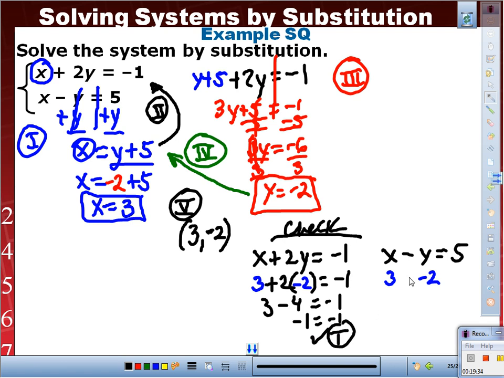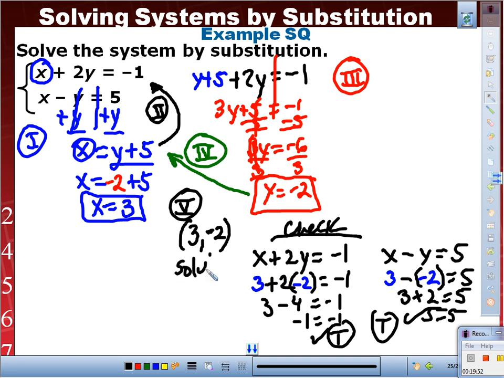Yes. This one, bring down the minus. That means this is in the parentheses. What is negative times the negative? +2. What is 3 plus 2? Is 5 equal to 5? Yes, that's true. So therefore now we can write what? Solution.